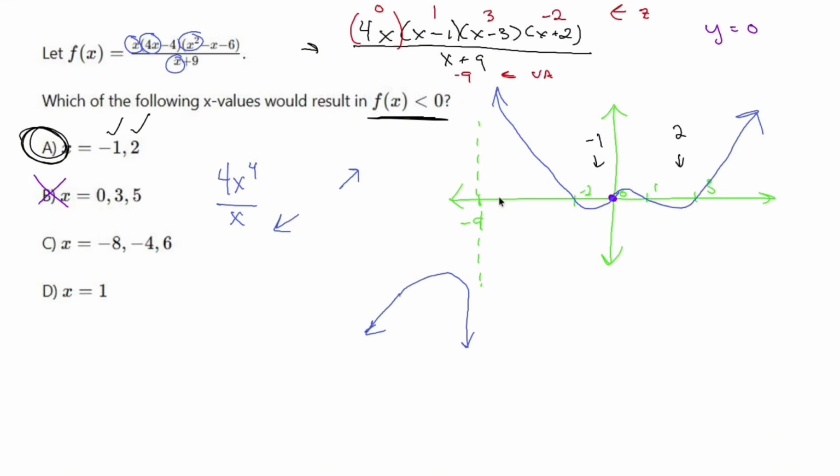If I were to plug in -8, that's over here. That's above the x-axis, so you don't work. If I were to plug in -4, same thing. That's above the x-axis. You wouldn't work. If I plugged in 6, that's way over here. That's above the x-axis. You wouldn't work. If I were to plug in 1, that's on the x-axis. You don't count. So A is the only option that works because of this picture that we were able to poorly, but somewhat accurately, draw out. Very challenging problem, but we did it.